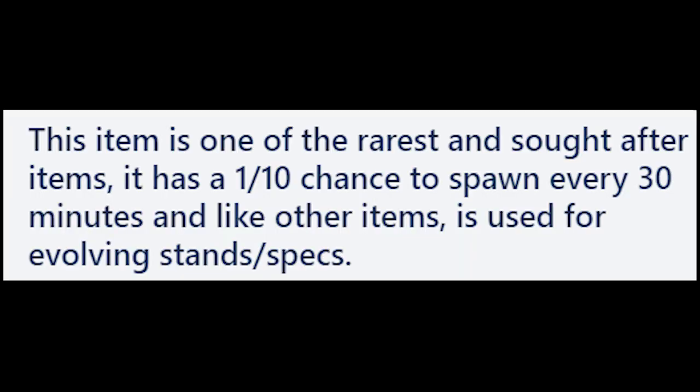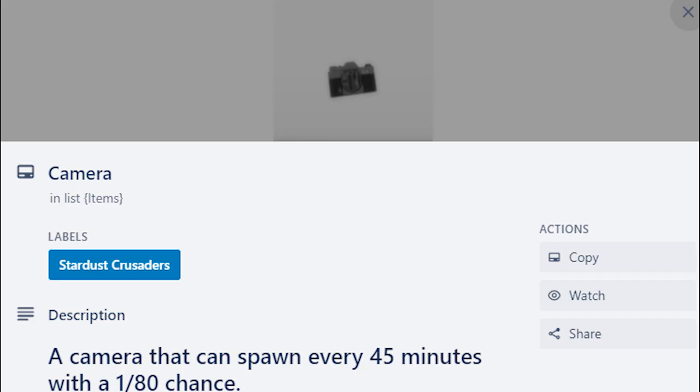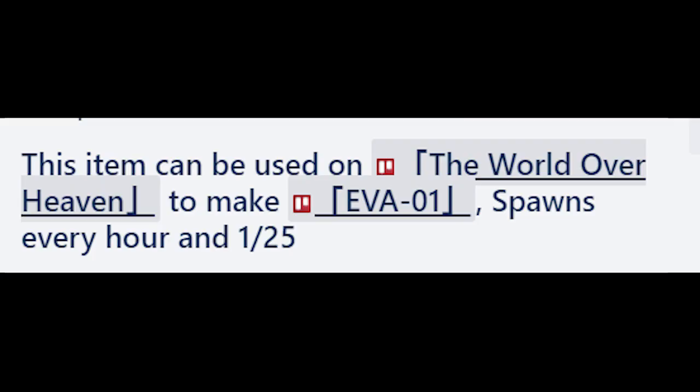I'm just going to say some item rarities. Hell Arrow, every 30 minutes, 1 in 10 chance. Again, Camera, every 45 minutes, 1 in 80 chance. Ornstein Spear, one every hour, 1 in 25 chance. Aja Mask, every hour, 1 in 15 chance. True Requiem Arrow, every hour, 1 in 15 chance.